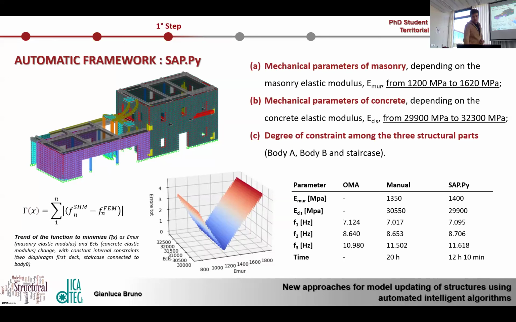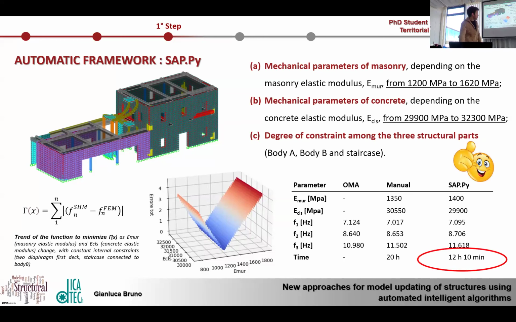variable and the real target variable, and compared the values obtained with this algorithm, called SAPI, with the manual process of model updating. We can see that the values of the parameters and the target variable are very accurate, and the time is less than the time taken by the manual process.